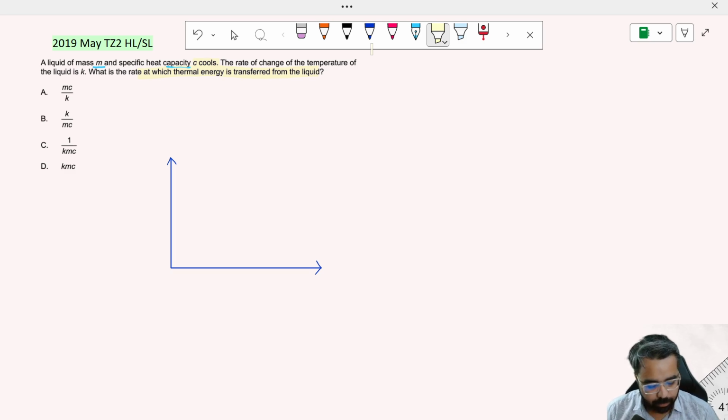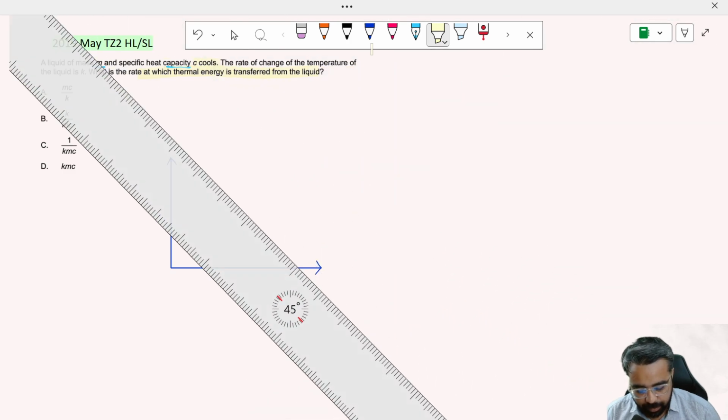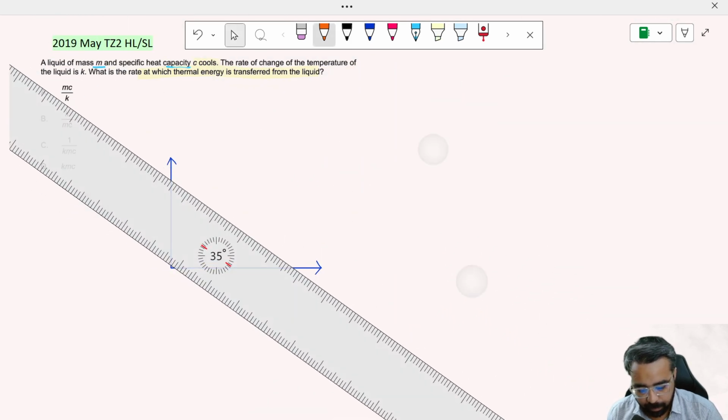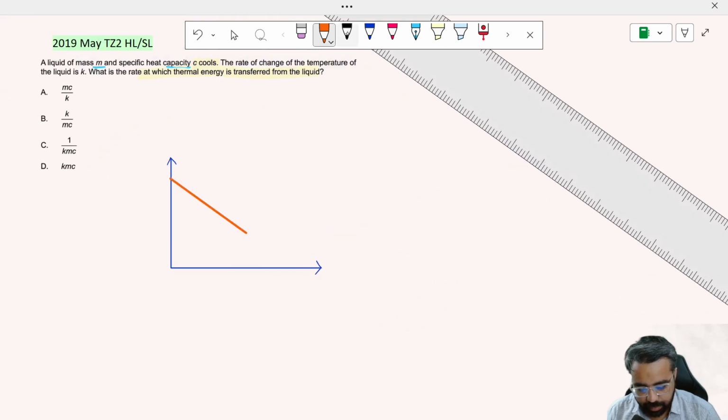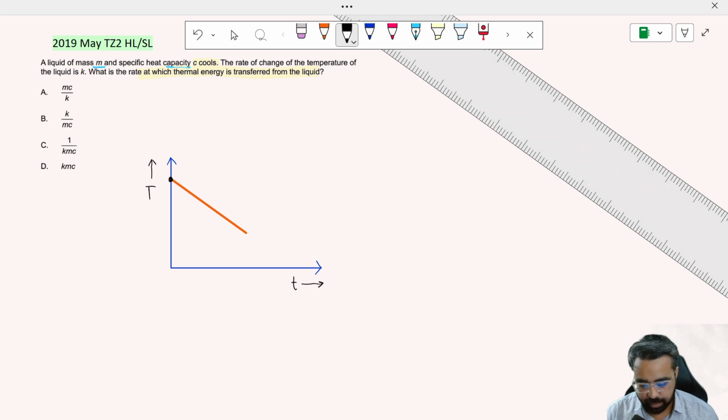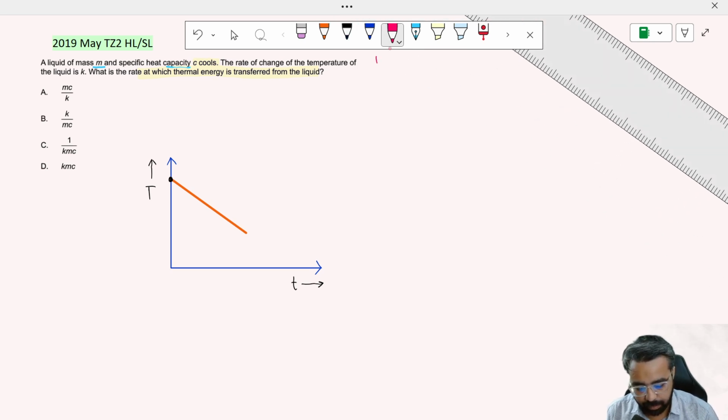So in this scenario, the temperature will drop. If the liquid has a certain temperature in the beginning, that is a temperature at some point. By the way, this is the temperature axis, and this is the time axis. So this is the temperature-time graph. This is how the temperature will decrease uniformly. Why? Because in this question you have to find out the rate at which thermal energy is transferred. So we are taking out the heat at a uniform rate. That's why the graph is like this.